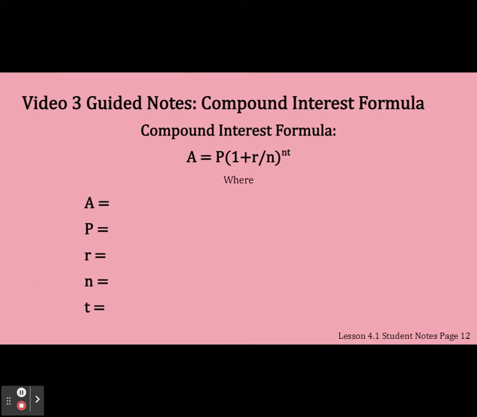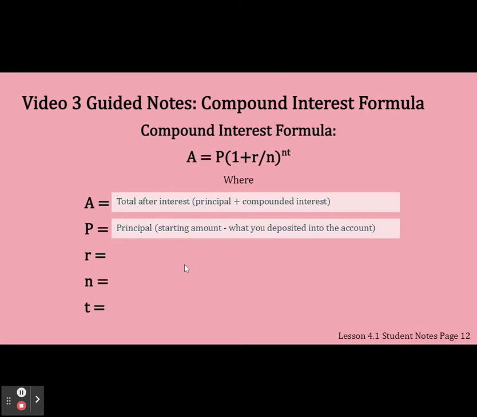So here is the compound interest formula. You can see this on page 12 of your notes. And we're just going to fill in some of these blanks really quickly here. So we have A equals P, parentheses 1 plus R divided by N, and parentheses to the N times T power, where A is our total after interest. So that's going to be your principal plus compounded interest.